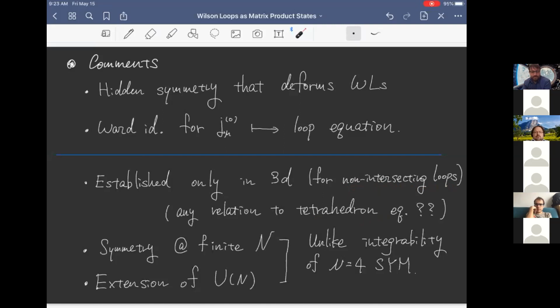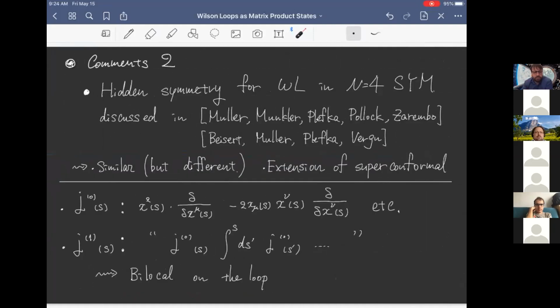And furthermore, if you compare this infinite symmetry with the integrability that we know from N=4 super Yang-Mills, it's very different. First of all, he was discussing symmetry at finite N, whereas in N=4 super Yang-Mills, integrability naturally emerges at large N. And also, his analog of Yangian symmetry, which is like a J mu of k, is an extension of a U(N) symmetry. Whereas in N=4 super Yang-Mills, we do have Yangians, but it's an extension of the superconformal group. And that is kind of related to Volodya's comment. Can I ask a question?